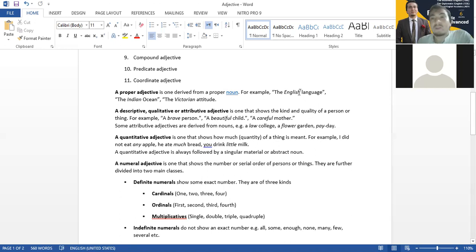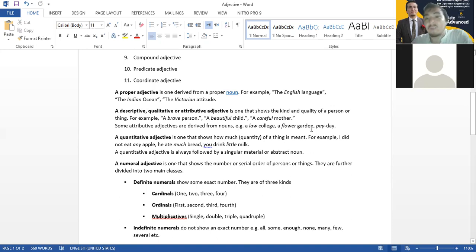Now English language, it's a proper adjective. But I would say Indian Ocean, a Pakistani student, an American soldier. So American, Indian, English, so these are what? Proper adjectives. They define the proper names. Then the second one, we are having descriptive adjective. Well, now what is the descriptive adjective?